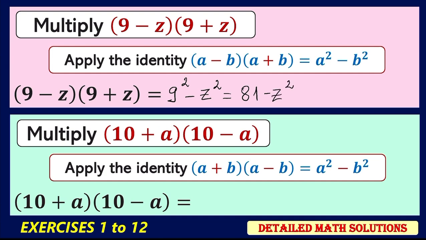Next, I have 10 plus a in parentheses multiplied by 10 minus a in parentheses. Again, when I apply the identity, I get 10 squared minus a squared. This equals 100 minus a squared.